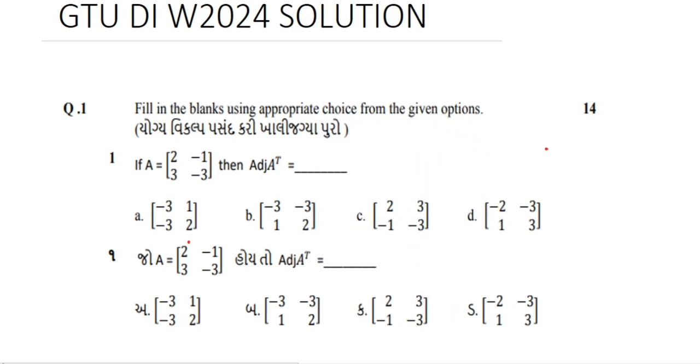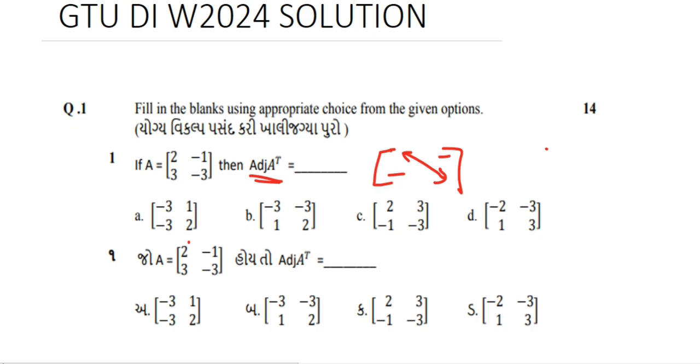So friends, here is the first question, that is an MCQ. It is given that A is equal to a 2 by 2 matrix, and they have asked us to find the adjoint of A. How do we find the adjoint of A? It is very simple. Just swap the diagonal elements and change the sign of the other two.